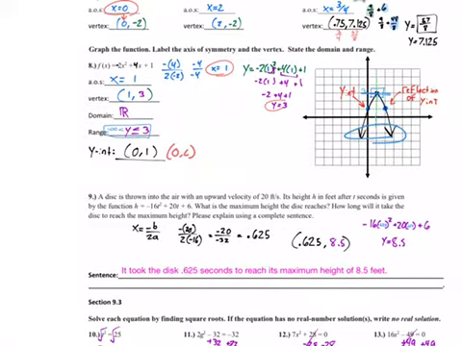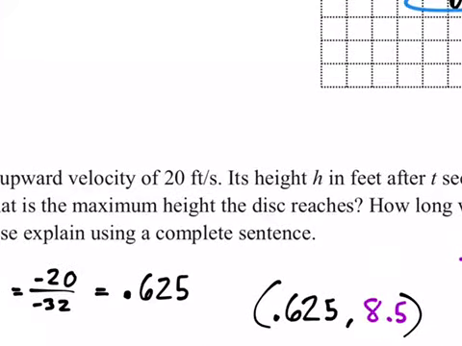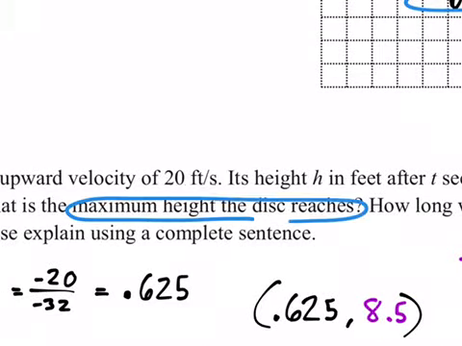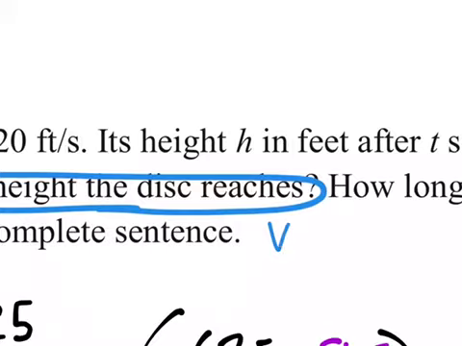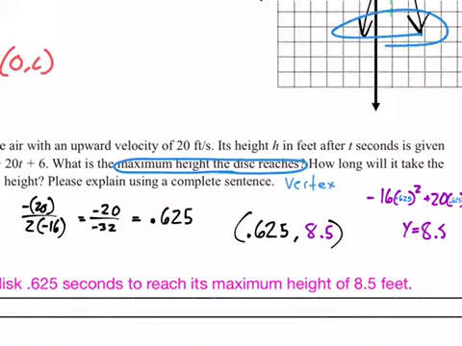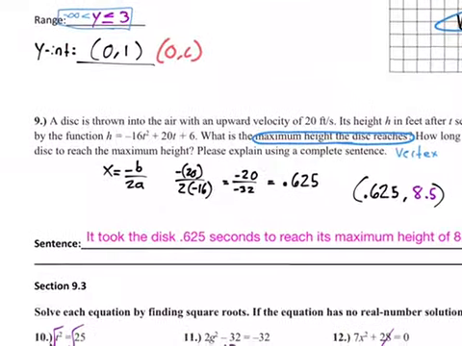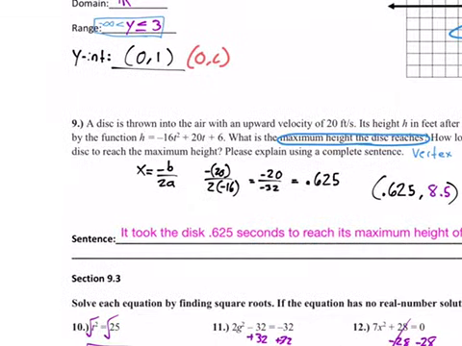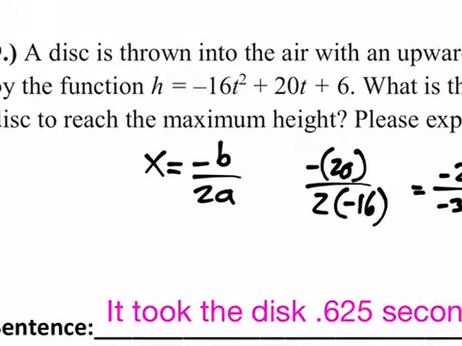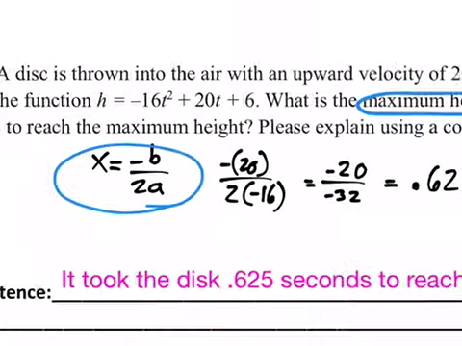Alright, so a disk is thrown into the air with an upward velocity of 20 feet per second. Its height h feet after t seconds is given by that function of h and t. What's the maximum height the disk reaches? Earlier that word problem had to solve for the x-intercept. Maximum height, though, that's us looking for a vertex. And then it asks us to talk about how long it took to reach the maximum height and use a sentence. Vertex, negative b over 2a.